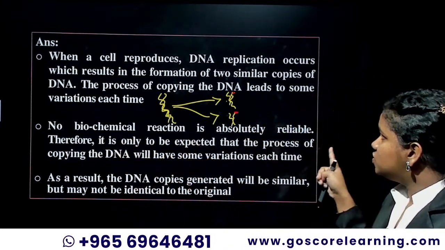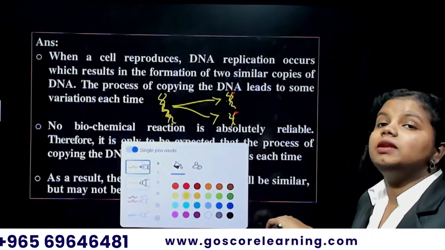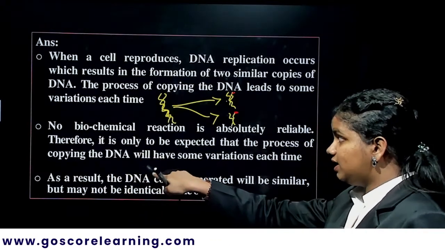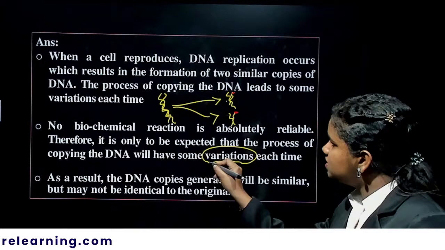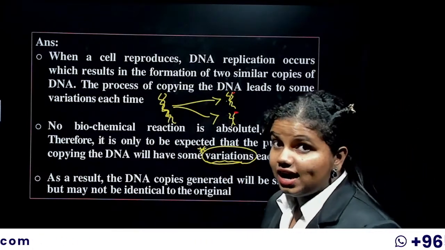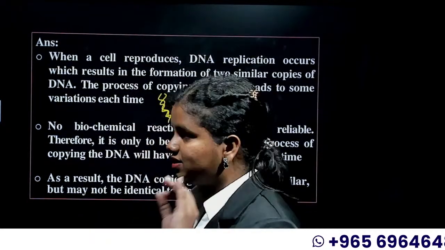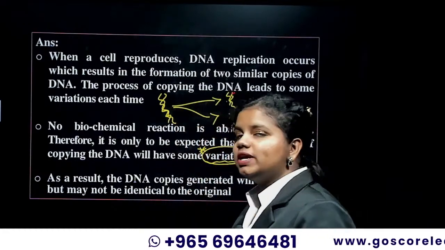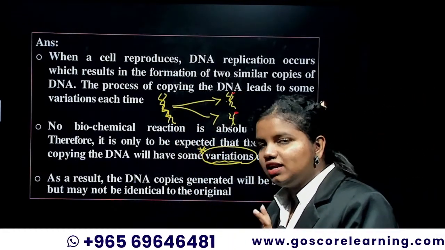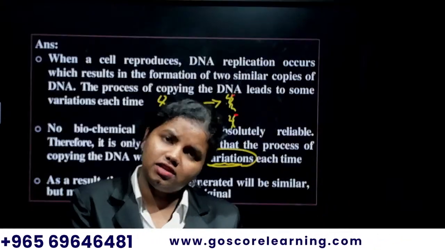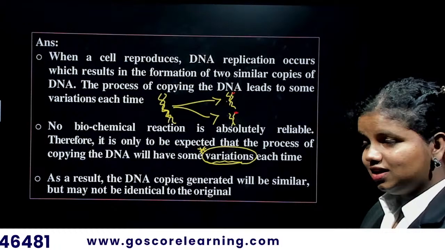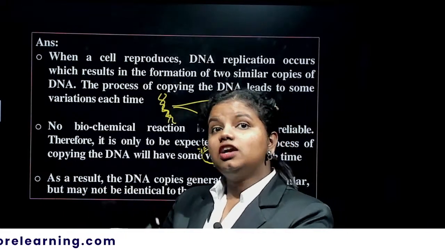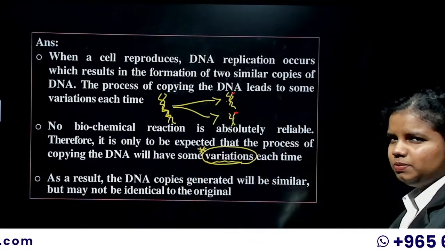No biochemical reaction is absolutely reliable. It can be different at different times. Therefore, it is only to be expected that the process of copying DNA will have some variation. So this is the key word, variation. That is the key word your examiner, the person evaluating your answer sheet, is looking for. If you're able to explain that single term, when DNA is replicated, why it is not similar to parental DNA, it is because variation has happened there. Maybe some mutation has happened. Maybe there has been a sexual recombination. That's what you have to explain there.